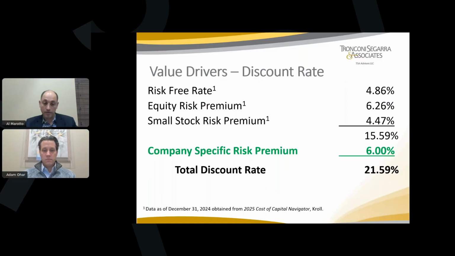And then we get into the company-specific risk premium. These are risks specific to your business or to the business you're looking to acquire. I put 6% for a total discount rate of around 22%, 21.6%. We'll get into that in a little bit in terms of why I'm in that 22% range.